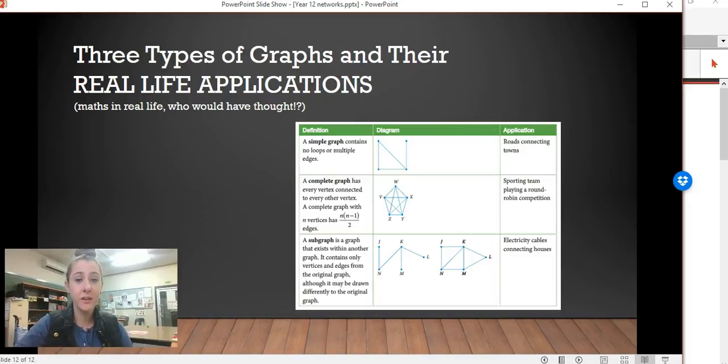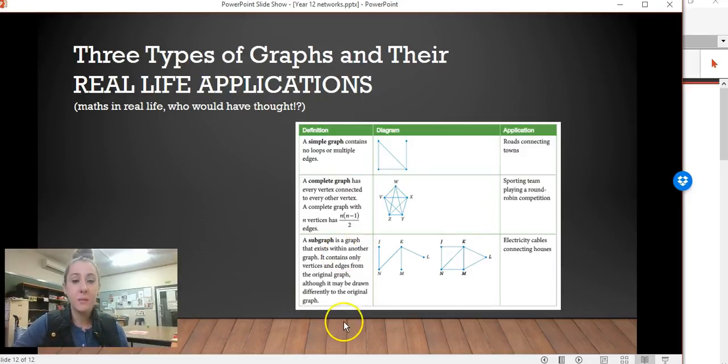So a complete graph has every vertex connected to every other vertex. So like sporting teams who would have to play each other, things like that. So particularly in sporting comps where they're making sure that it is fair, that every team does play every other team, perfect application.